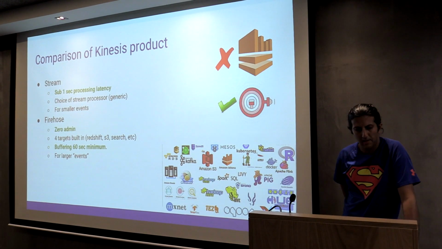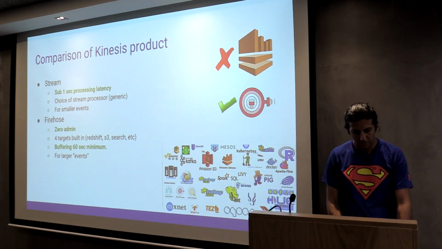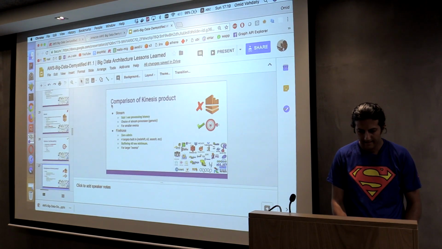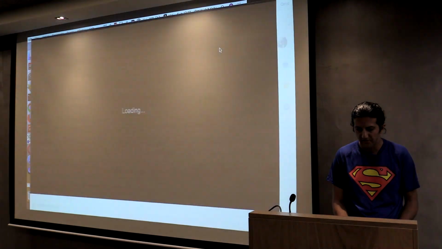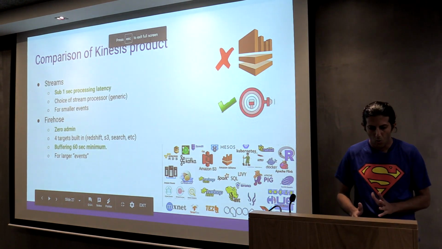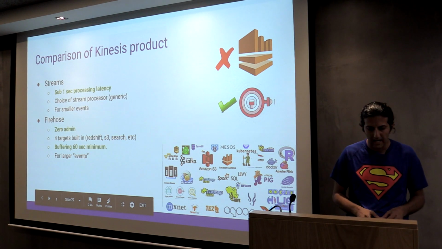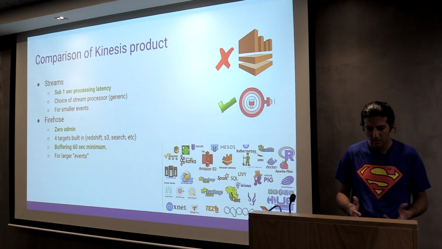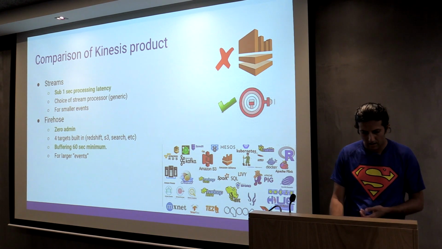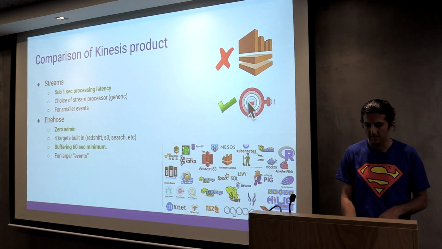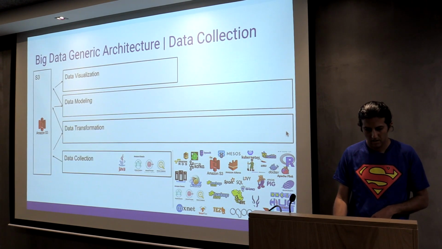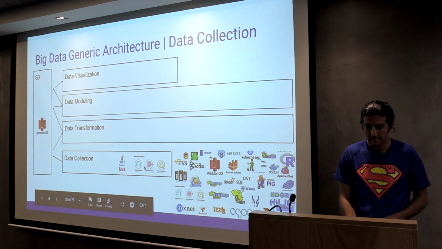The simple comparison: Kinesis Streams is more about sub-second processing latency, and Kinesis Firehose is about one minute buffering and zero administration. You have some four built-in targets, and it can handle larger events than Kinesis Streams. So this is the logo of Firehose. So we discussed the data collection, and now we're done with this.